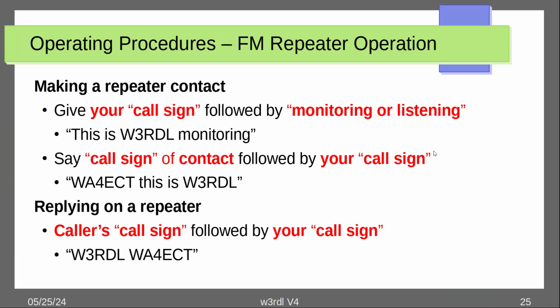Now that you got your radio set up, how do you make a contact? You give your call sign followed by monitoring or listening. I think most people say listening, but it could be either. Just don't use Bob's call. Yeah, use Dan's, because the FCC could be listening is unlikely.